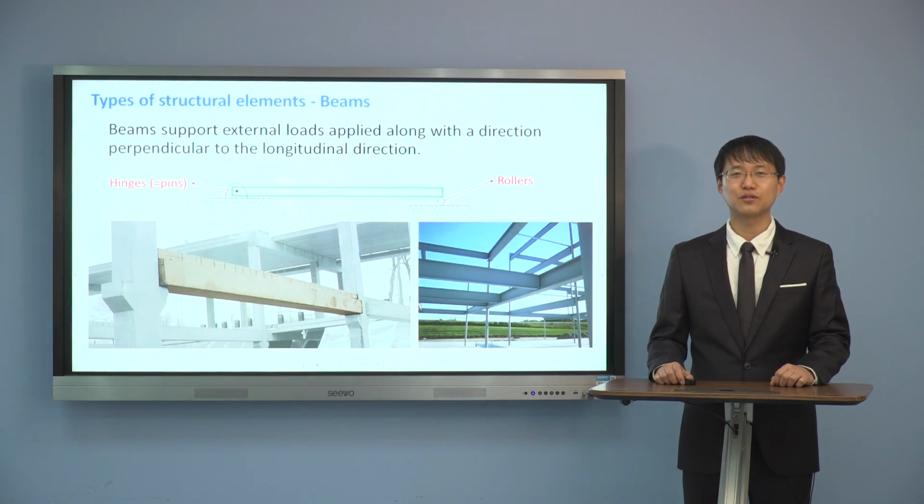There are two types of structural elements. First type is beam. Beams support external loads applied along a direction perpendicular to the longitudinal direction. In the figure, the typical type of beam is given. The left-hand side is supported with hinge and another side is supported with roller.